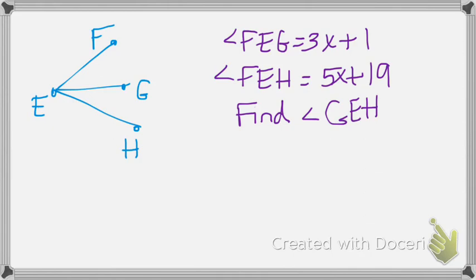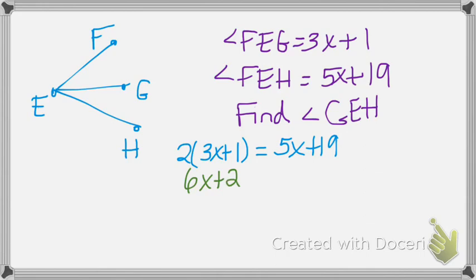Okay, FEG is the top angle, right? FEH is the whole angle. So I'm going to have to multiply one of those by 2 to get the other one, right? So I'm going to have to do 2 times the top one. Good. So I'm going to do 2 times 3x plus 1 equals 5x plus 19. And so I get 6x plus 2 equals 5x plus 19. Alright, subtract everything over, subtract the 5x, subtract the 2. Good so far?